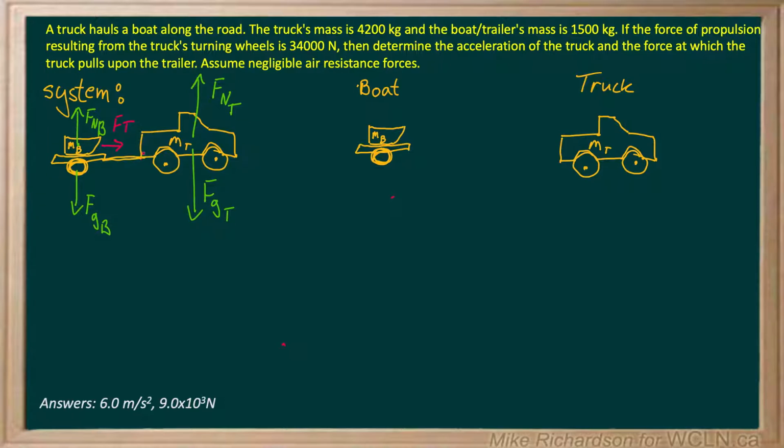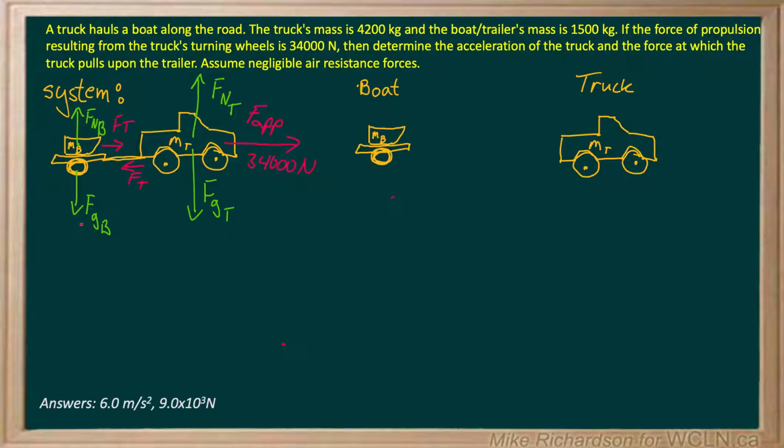Now, same rope, same tension, pulls back on the truck. Newton's third law says they're equal and opposite. So FT also pulls back on the truck. Now, the truck is exerting a forward force from the wheels turning into the pavement. And that forward applied force is 3,400 newtons. So there's F applied, and they give you the value. 34,000 newtons.